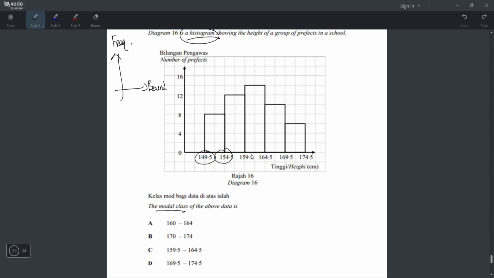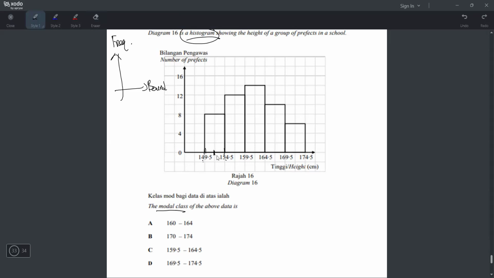So tell me what all these numbers represent first. These are not the lower limit and upper limit of the class. You don't say, oh sir, the first class is 149.5 until 154. No, this is a histogram. If they label at the foot of this rectangle, it means this is the lower boundary and the upper boundary of the first class. Lower boundary, not lower limit.